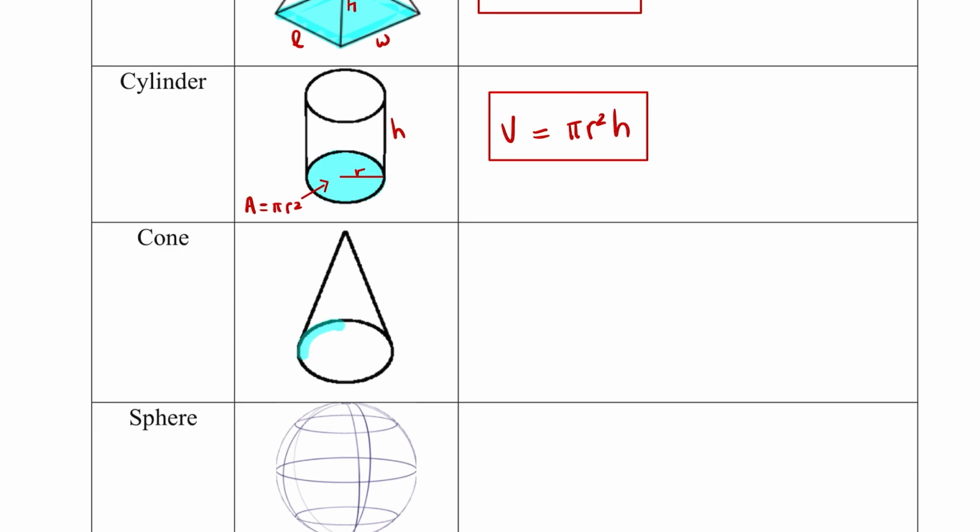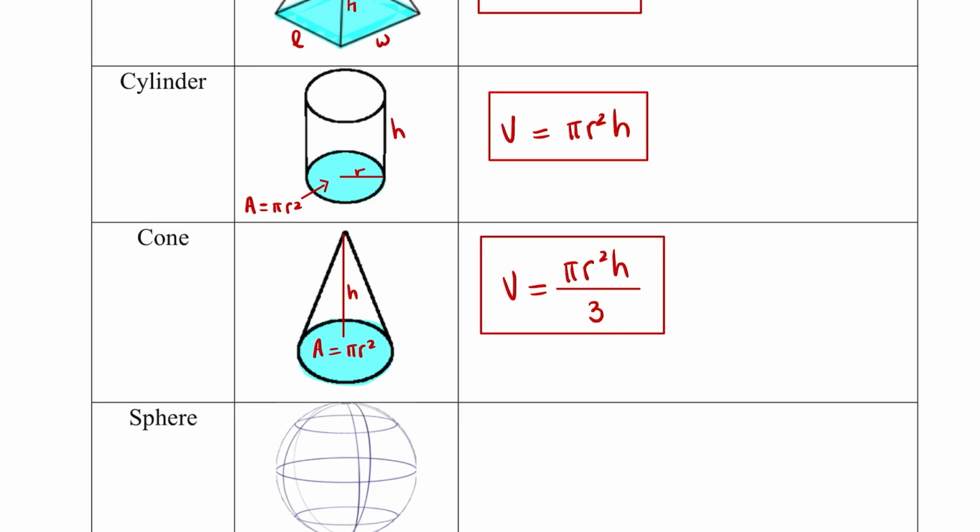For a cone, the base is also a circle. The area of the base is also pi r squared. The height is this. The volume of this cone is pi r squared h divided by 3. And for the sphere, it's 4 over 3 pi r cubed.